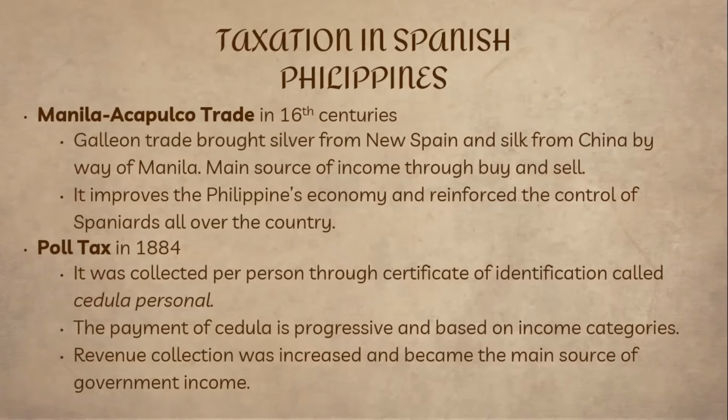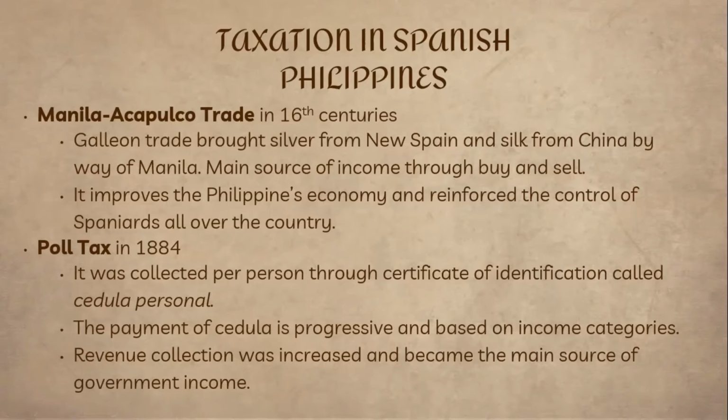In 1884, the payment of tribute was put to a stop and was replaced by a poll tax collected through a certificate of identification called the Cedula Personal. Cedulas were first issued based on the royal decree on March 6, 1884. All men and women residents, Spaniards, foreigners, and natives who were over 18 years old were required to obtain a cedula. The only exceptions were the Chinese, who paid another poll tax.